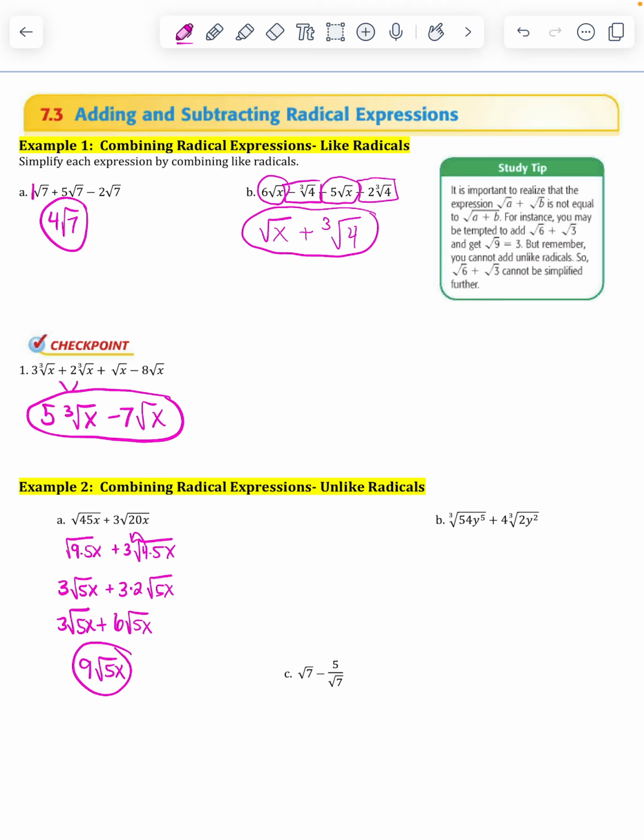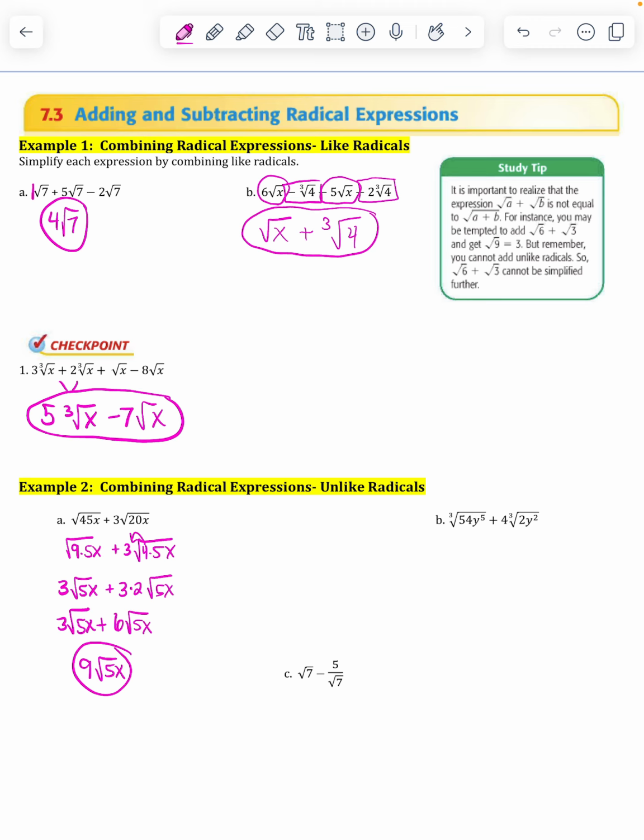Part B, we've got a cube root of 54y to the 5th plus a different cube root, 4 times the cube root of 2y squared. Now the second one, the cube root of 2y squared, I know we have 4 of them, but that's fully simplified. There's nothing we can do there, but we will have to simplify the first expression.